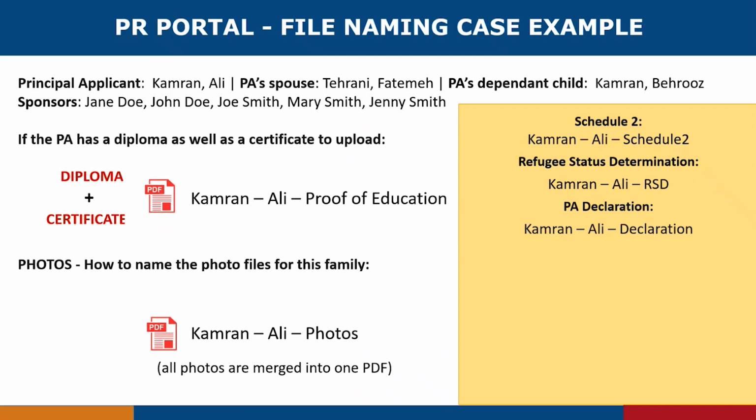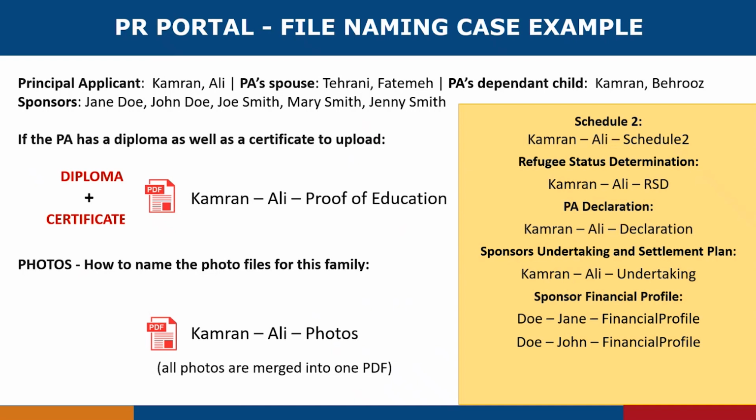If you're uploading the Undertaking document, you can use the principal applicant's name followed by Undertaking, as shown in the example here. When you're uploading specific forms or documents for individual sponsors, you must include the individual sponsor's name as well as what the document type is. For example, the financial profiles would be named according to the sponsor it belongs to, as in this example here. And the same goes for the sponsor assessment forms or for any ID documents for proving a sponsor's Canadian status.